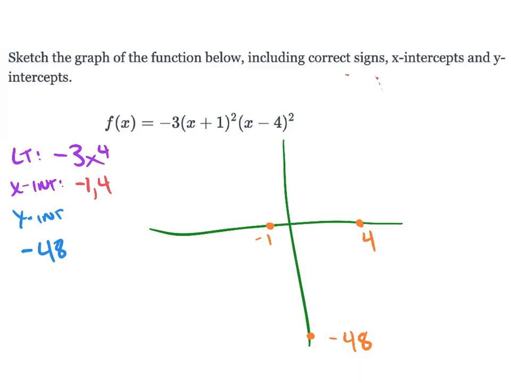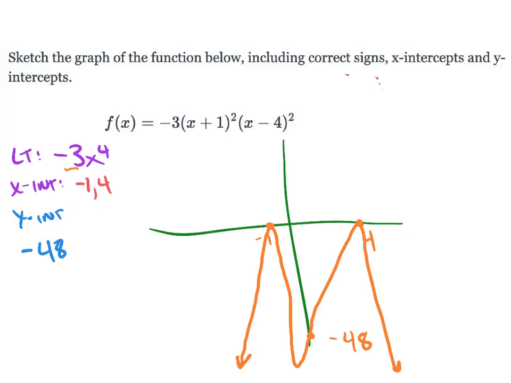Okay, now that we've drawn our x and y axes, I put the x-intercepts, negative 1 and 4, in orange on the x-axis. My y-intercept is negative 48, and I put that on the y-axis. Our leading term, negative x even, goes down and ends down. So it's going to go up, it's going to rebound at negative 1, it's going to dip down and come back up at negative 48, and then it's going to come back down at 4. So negative x even ends down.